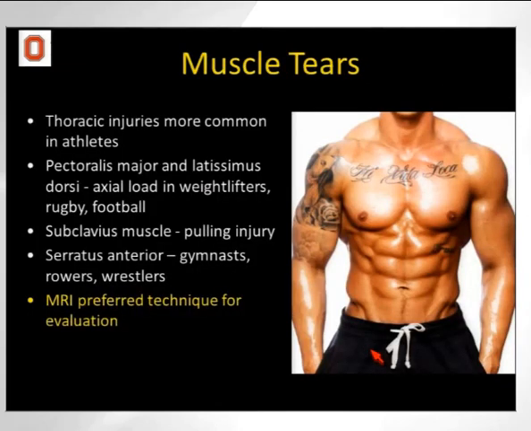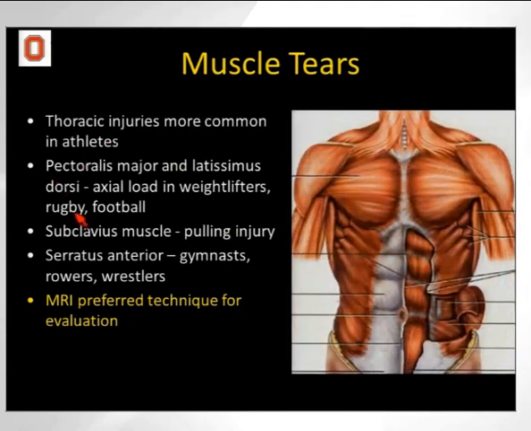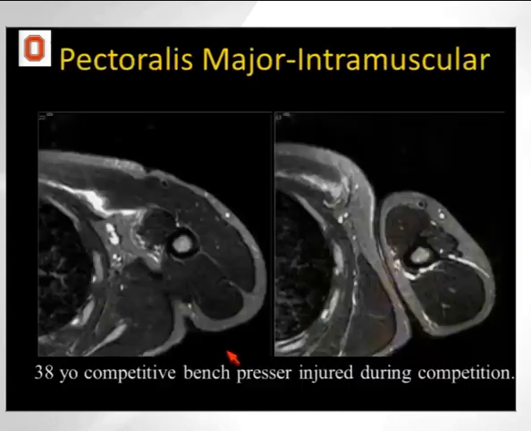Just a couple words about muscle tears. Muscles are important in the chest, but notice that there are certain characteristic movements that result in injuries. For example, subclavius muscle injuries are very typical in people that do pulling.